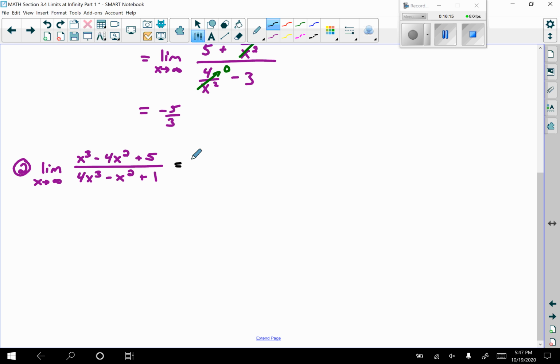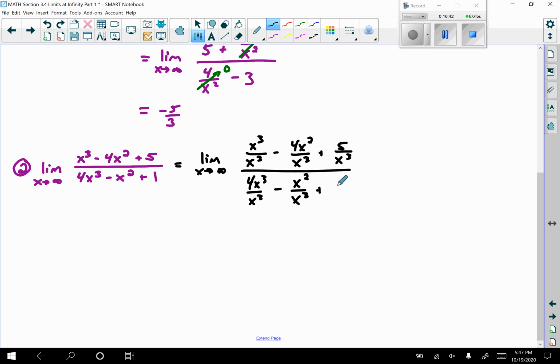Pause the video to copy that down. We're going to do the same thing here. I'm going to go through and divide everything by x cubed because that's my largest power of x in my denominator. So we're going to have x cubed over x cubed minus 4x squared over x cubed plus 5 over x cubed, and then 4x cubed divided by x cubed. Everything here gets divided by that. And then we'll simplify in the next step.